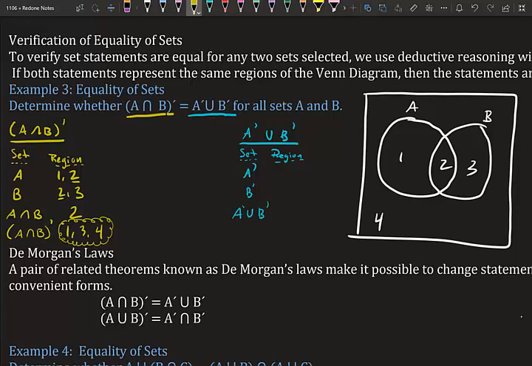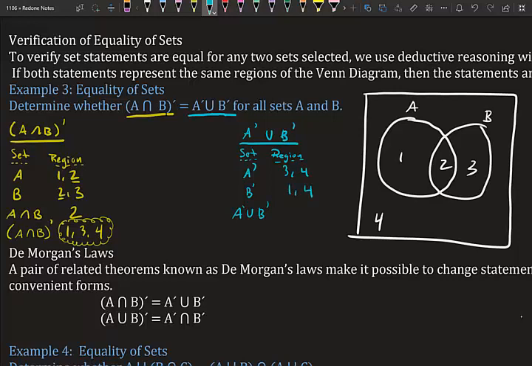Now we're going to do the same thing with the right side of our equation. So complement of A, what we're talking about is every region that's not in the A bubble. So every region that's not in set A is region 3 and region 4. We're going to do the same thing to complement B. So every region that's not B, that's 1 and 4.